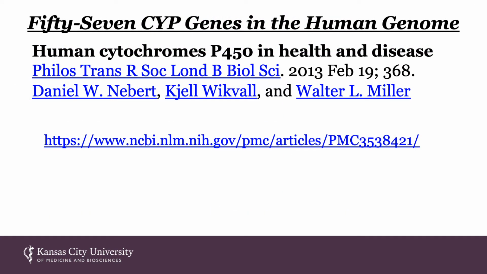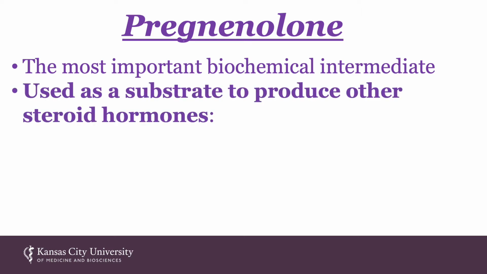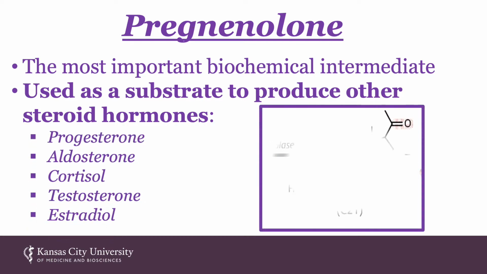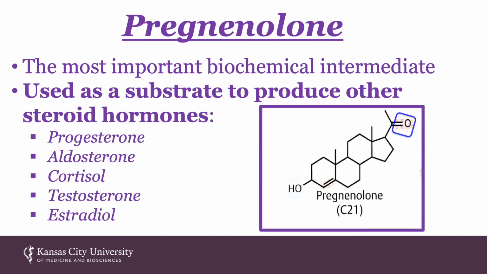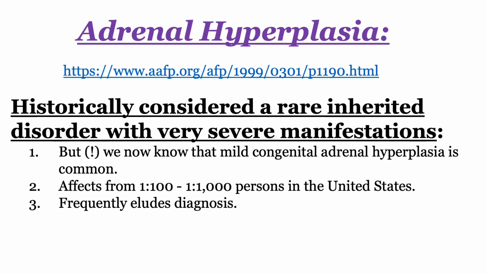Okay, students, you do not need to know this. Okay, so pregnenolone becomes a very important biochemical intermediate. It's used as the substrate to produce all other steroid hormones, including progesterone, aldosterone, cortisol, testosterone. Okay, now you should have a foundational understanding of the biochemistry.